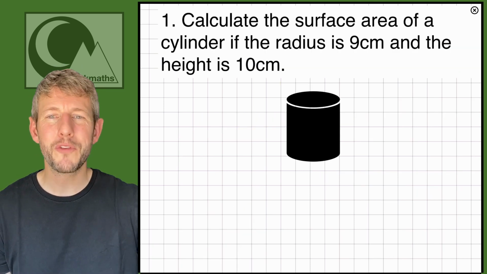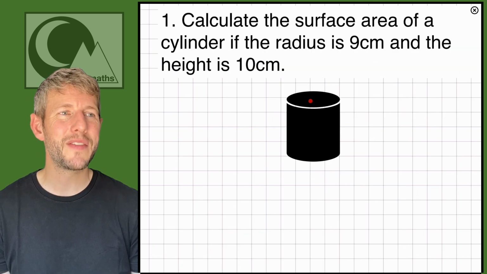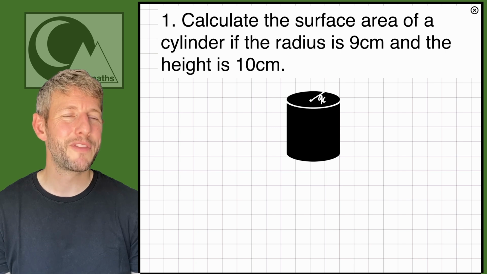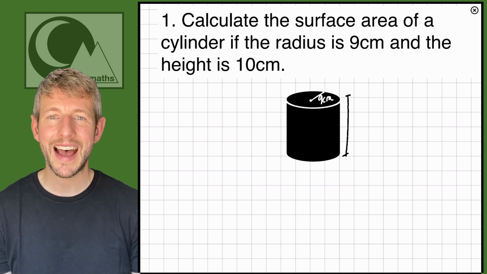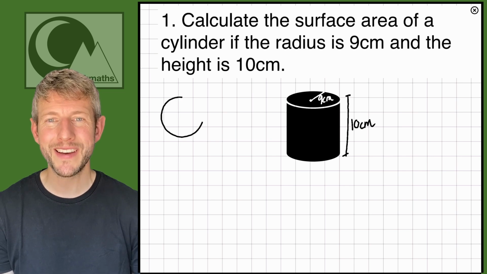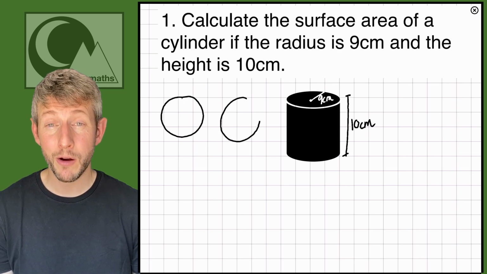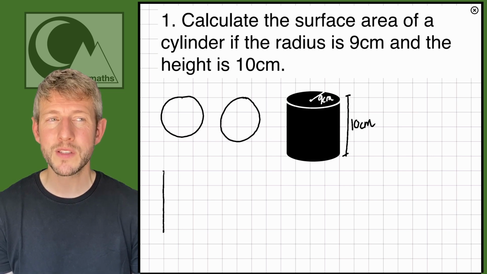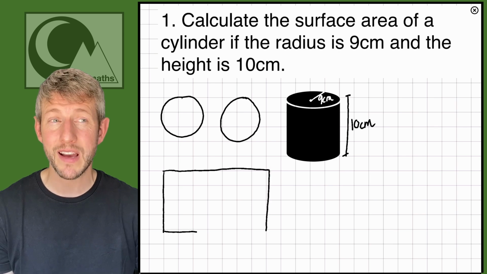So here we go, we've got question 1 here, and it says, calculate the surface area of a cylinder if the radius is 9 centimeters and the height is 10 centimeters. I'm going to draw out my shapes here just to remind myself of what I've got to do. So I've got two circles and one rectangle.